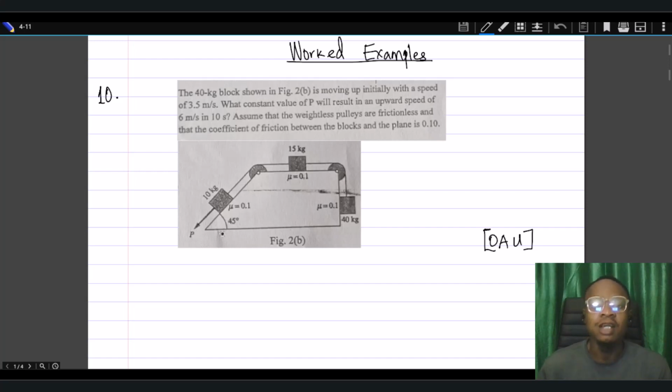kinematic analysis so that we will obtain the acceleration of the bodies present. We can obtain the acceleration of the bodies present from the kinematics. Then once we obtain the accelerations, we will do the kinetic analysis to obtain this force P.